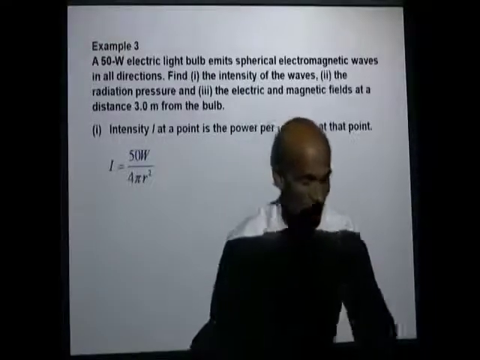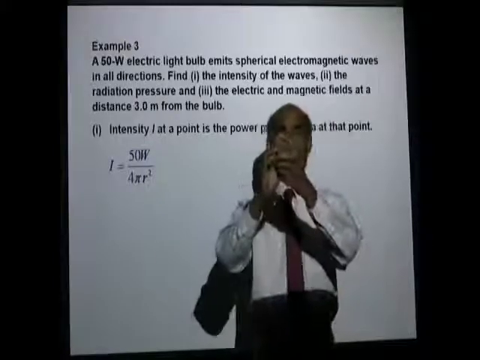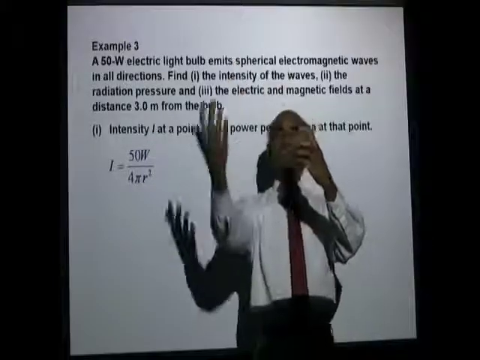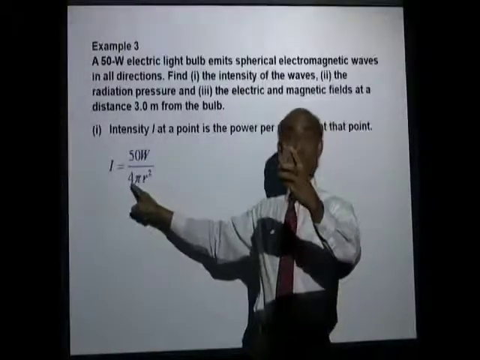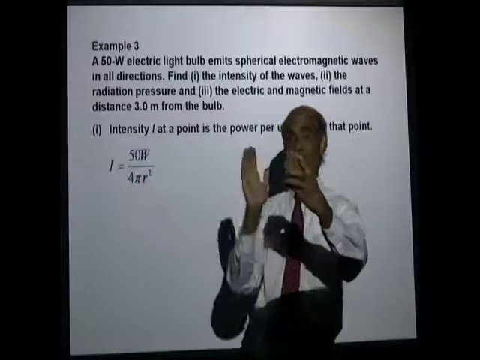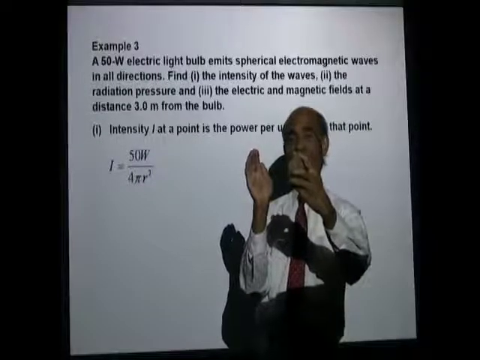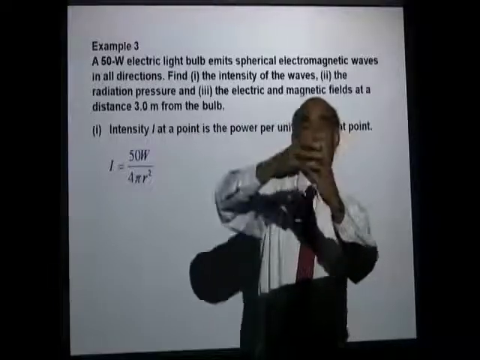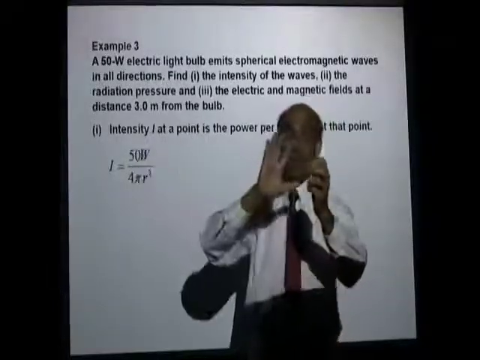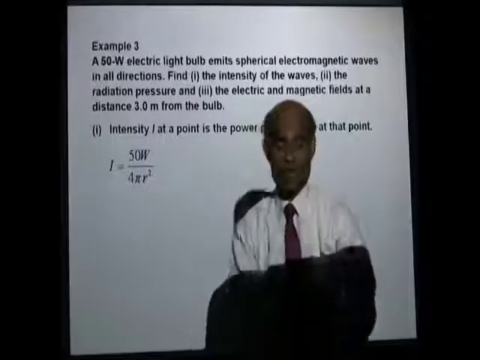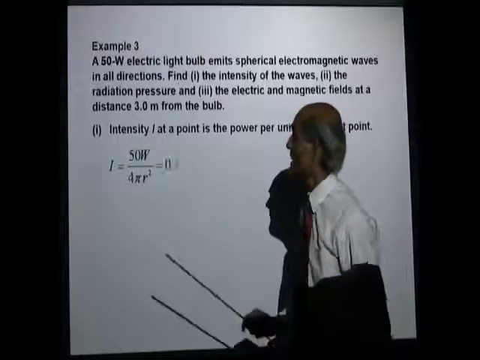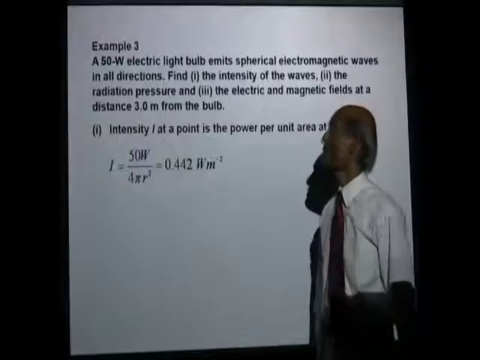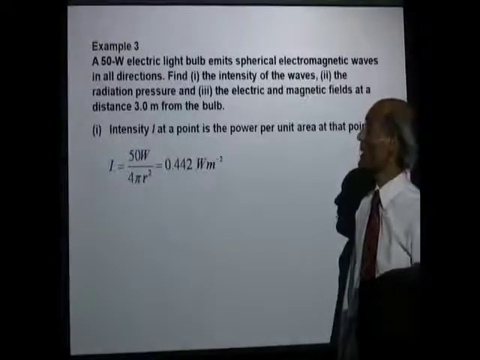If I have the lighted bulb here, and you take a surface of radius r around it, the area of that surface will be 4 pi r squared. So if you want to find the intensity at any point, divide the total power, which is the 50 watt given to us, by the total area, which is 4 pi r squared. So intensity I is power divided by the area, and that will be 0.442 watt per meter squared.